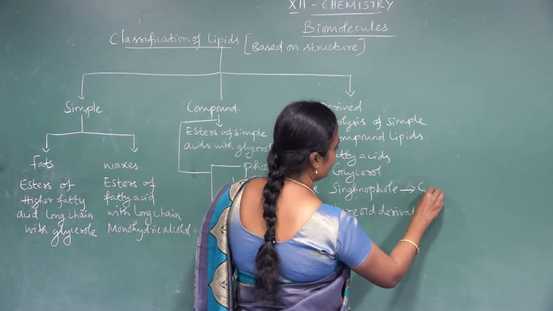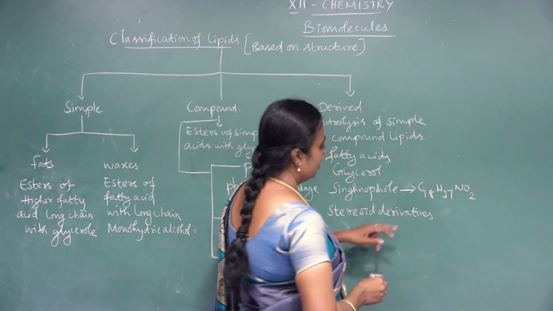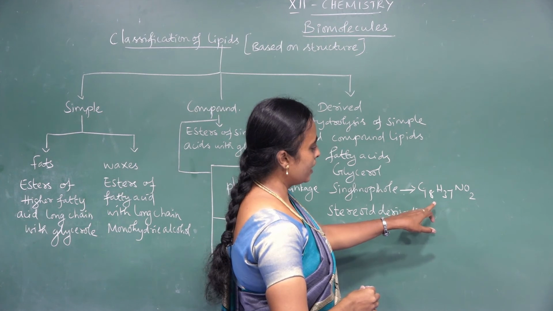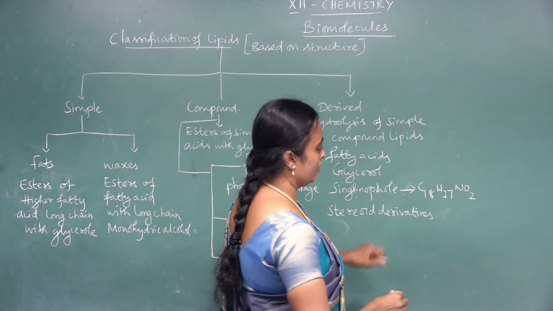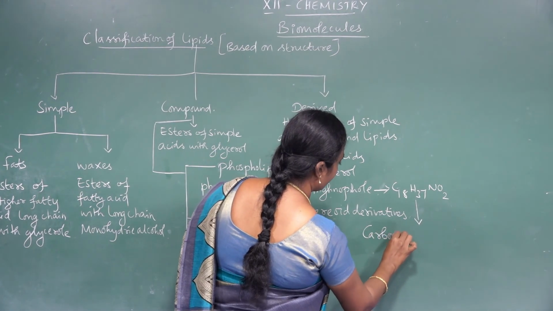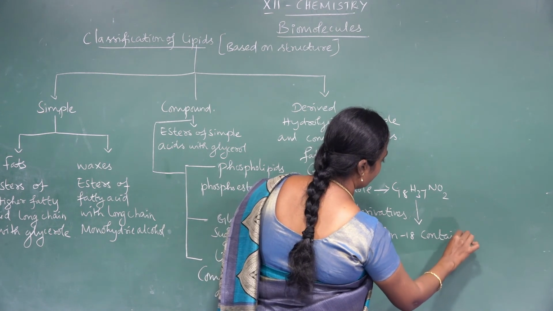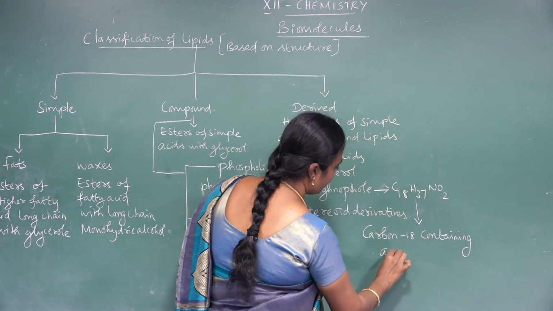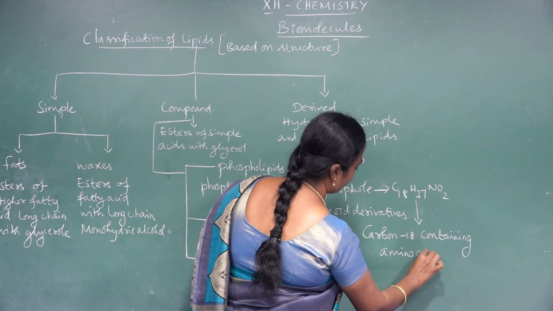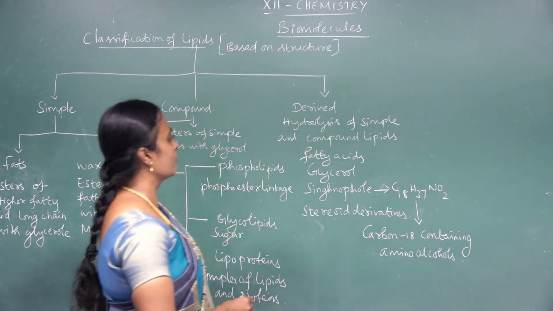The sphingosine is actually a carbon 18 compound, C18H37NO2, that is a carbon 18 compound containing amino alcohols.